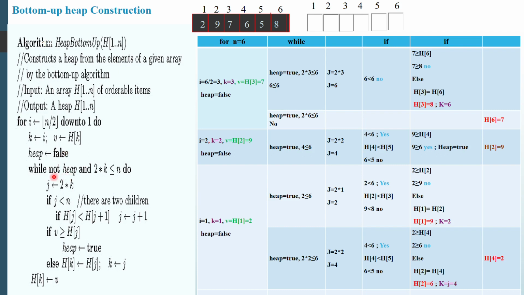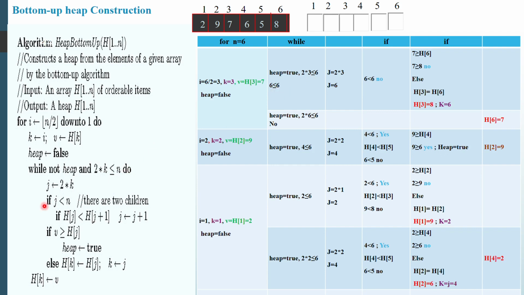Next, I will go to the while loop. In the while loop, you are using the condition not heap. Not heap means the reverse of the heap variable. At present the heap variable has the value false, and not means reverse, so it becomes true here. And one more condition is here: 2 into k. The k value is 3, so 2 into 3 means 6. 6 is less than or equal to n. The n value is 6, so the condition is satisfied.